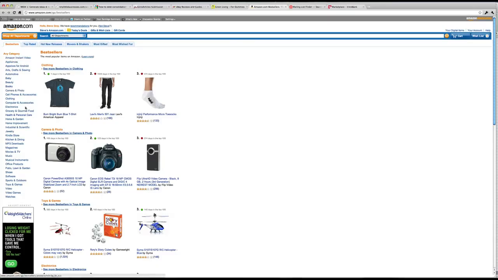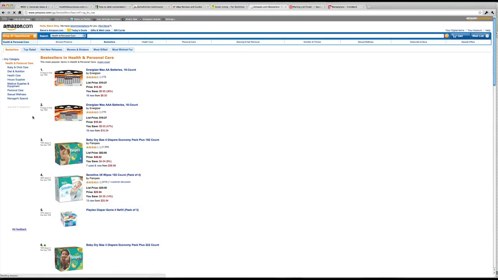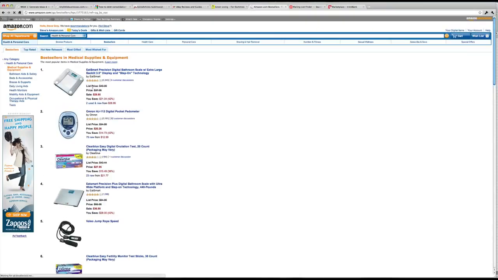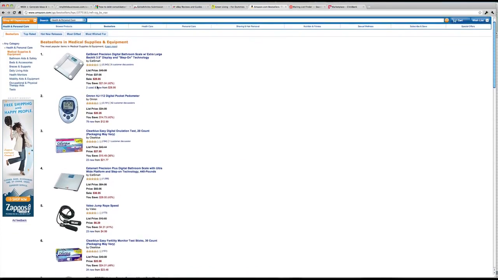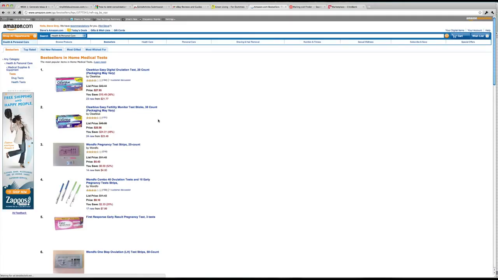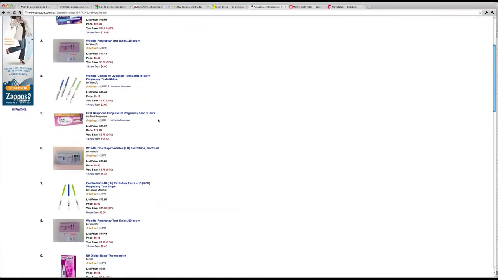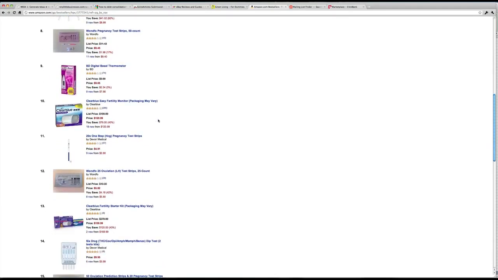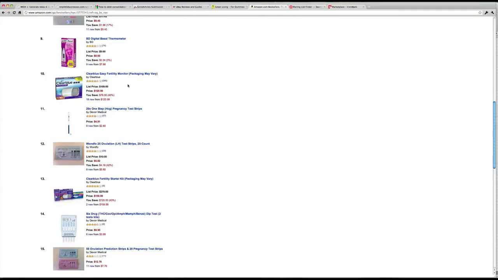Let's just go to health and personal care, and then medical supplies and equipment. Let's look on test and see what comes up. Lots of pregnancy tests. There's a fertility monitor. All right, so here's an example, fertility monitor.